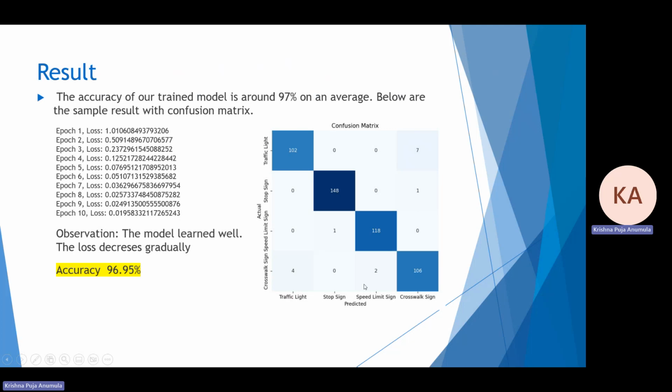And this is the confusion matrix, in which we have identified almost everything accurately. We do have a few minor errors here, but mostly the accuracy is high and we have predicted the labels correctly.